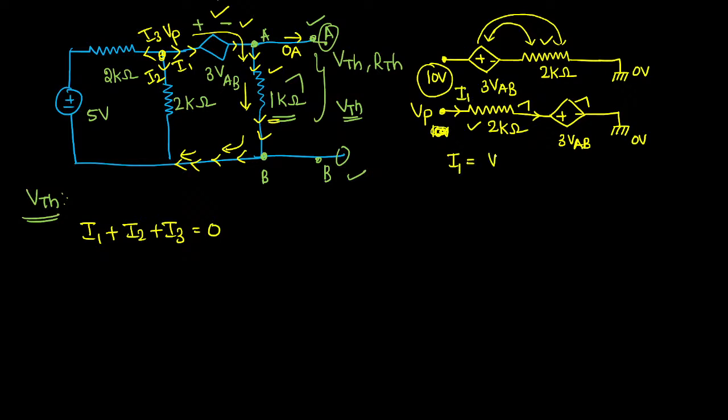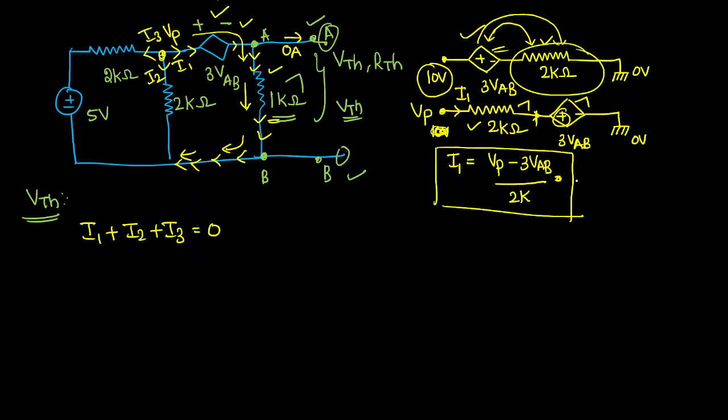This I1 can be written as VP minus 3 times of VAB, since this positive plate is connected with the resistor, divided by 2 kilo ohm. Sorry, not equal to 0. This is the expression for I1, and this is how you have to write it whenever you have a resistor with a voltage source. By interchanging, they have swapped the voltage source and the resistor. It will not affect the circuit, don't be bothered. So I1 can be simply written as VP minus 3 times of VAB divided by, in our case, 1 kilo ohm, plus, how will you write the expression for I2?